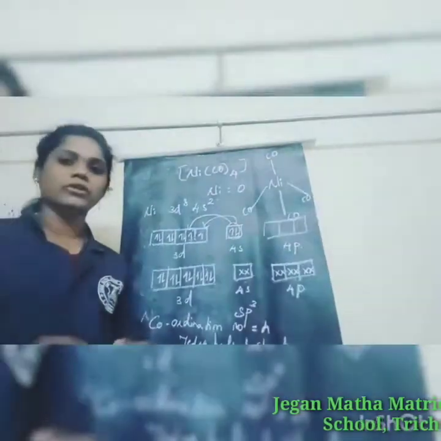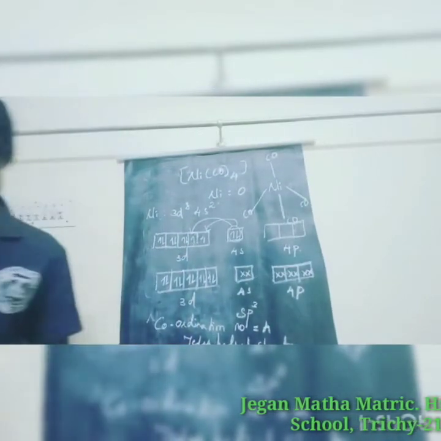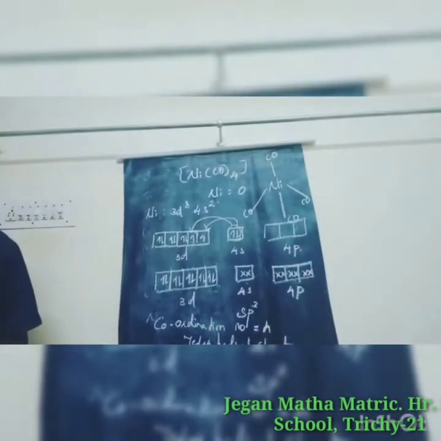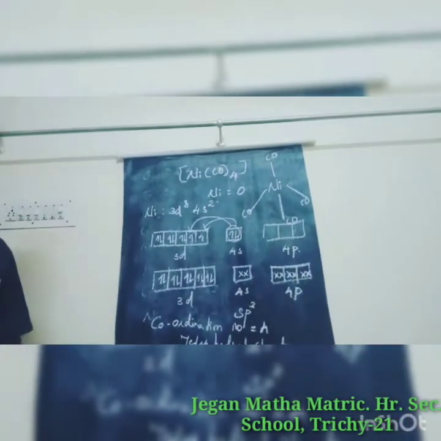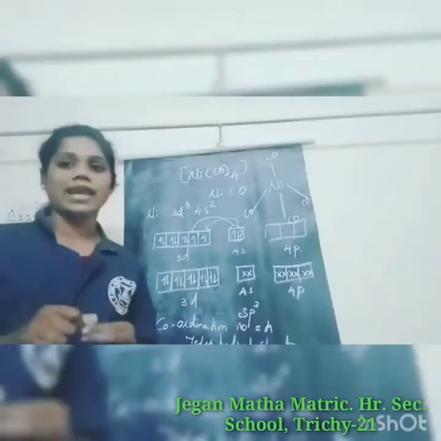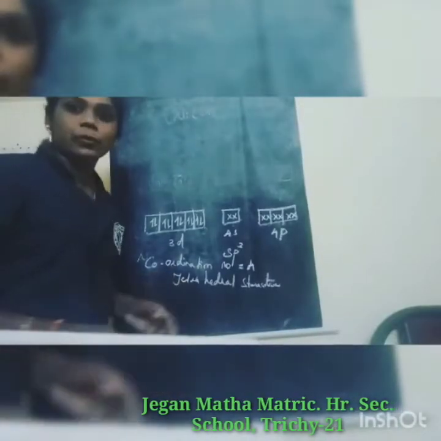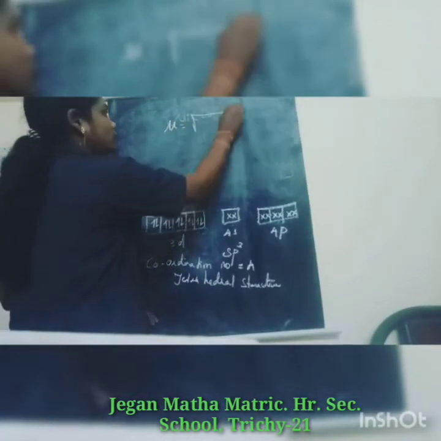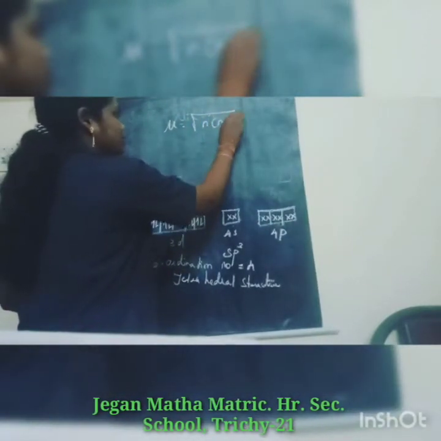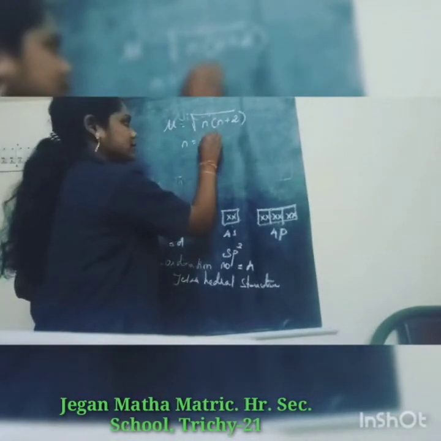Next we find the magnetic moment. What is the formula for magnetic moment? It is the spin only formula: mu is equal to the square root of n(n+2). What does n mean? n means the number of unpaired electrons.